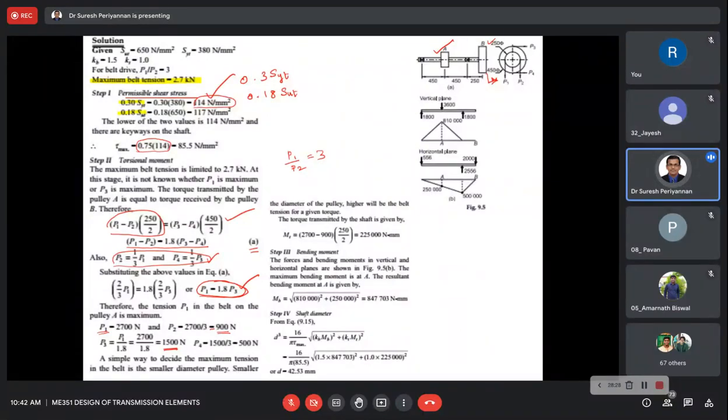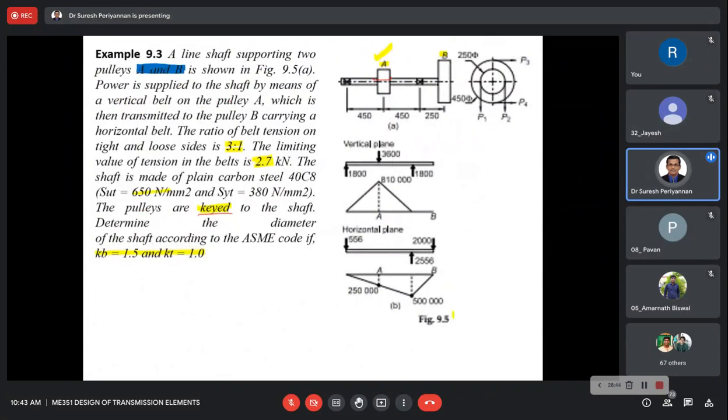Hence P1, P2, P3 we know now. Now we can go for the reaction calculation. But in this case, first we are considering the vertical plane, because the problem says pulley A is subjected to a vertical belt and pulley B to a horizontal belt. The horizontal belt defines that the load is acting in the horizontal direction on pulley 2 or pulley B. The vertical belt defines that the load is acting in the vertical direction on pulley 1. Hence, now I am introducing this.